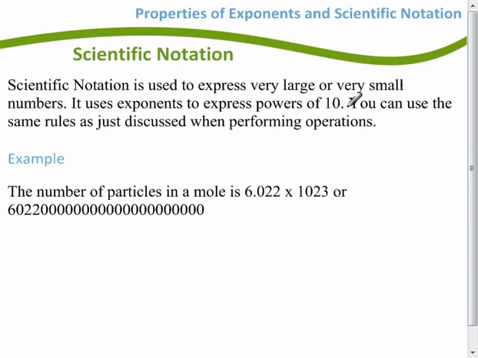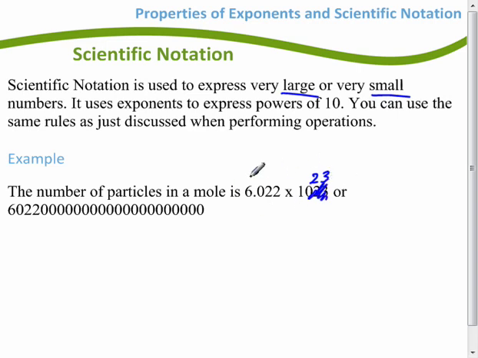One of the examples where we use exponents all the time is scientific notation. It's used to express very large numbers or very small numbers. So here's an example of one. The number of moles, or number of particles in a mole of matter, is 6.02 times 10 to the 23rd. This should have been a 23rd up here, an exponent.